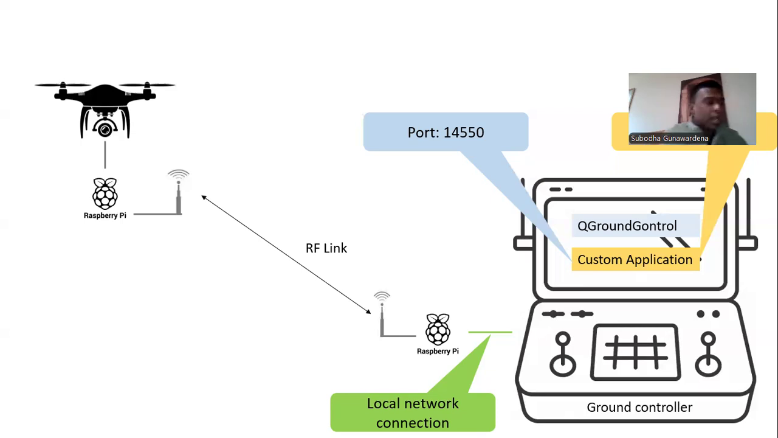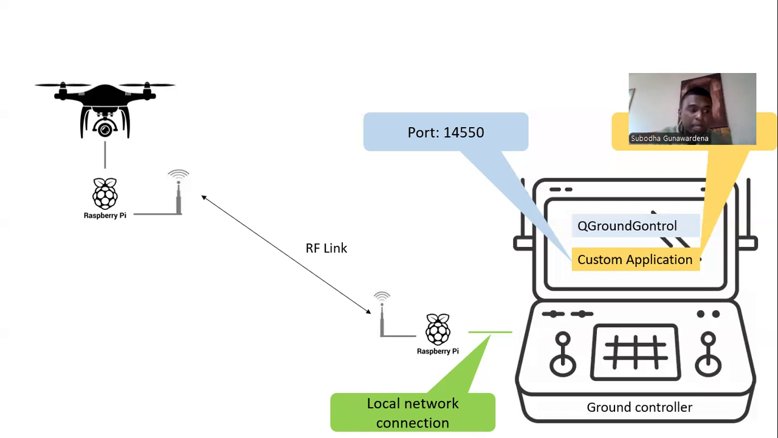And then I have my Raspberry Pi in my ground station and my telemetry radio antenna. So that is this Raspberry Pi and this antenna, right?